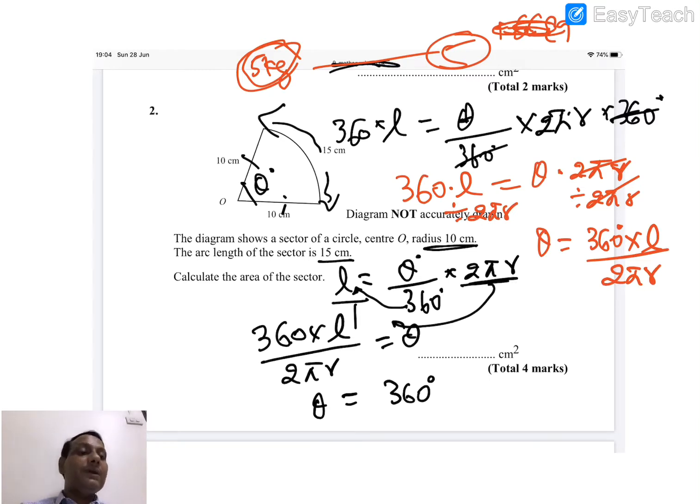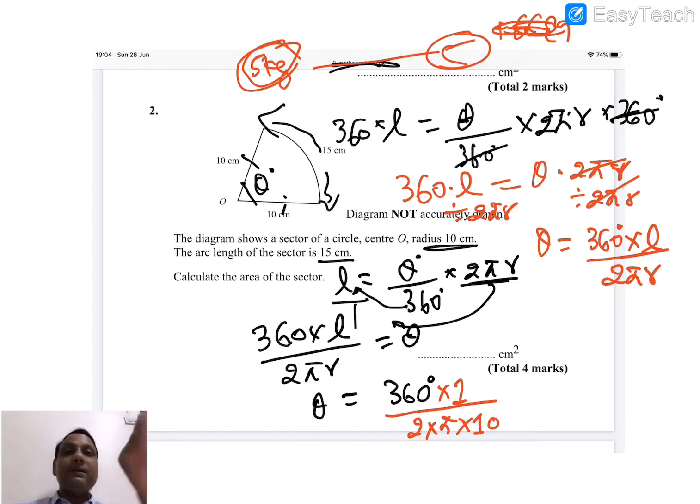Okay, generally, coming to the point of what I was going to talk to you about. So here, 360 and L is what here, guys? 10, and this whole thing divided by 2 times pi times radius. Radius is how much here? Tell me. 10. Sorry, the arc length is 15, by mistake I saw 10, my bad. Here we have to write 15.